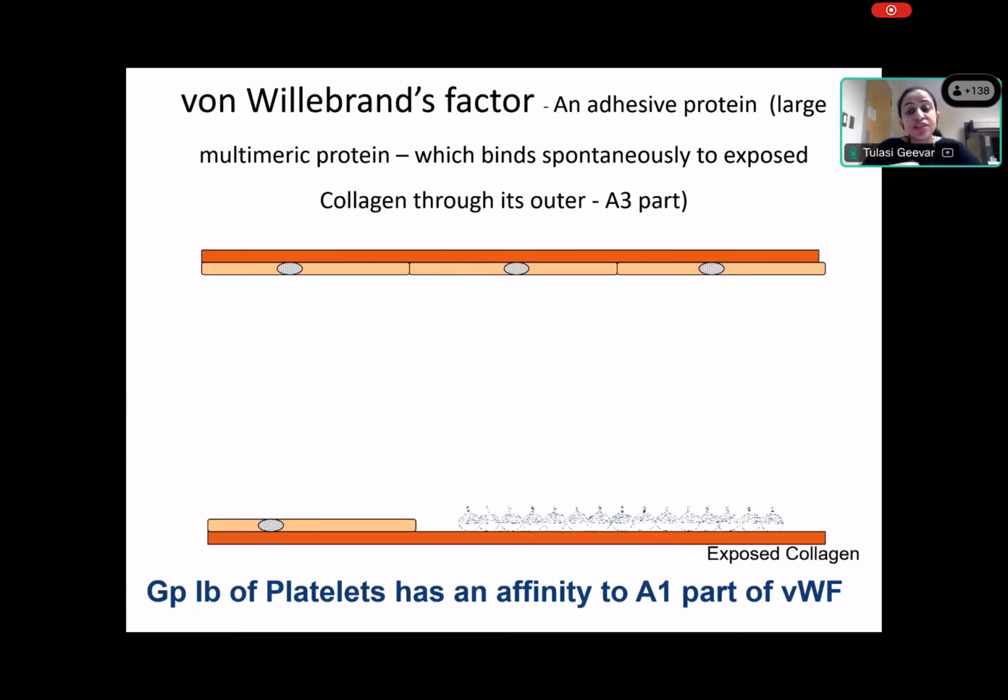So normally in the circulation, because it is in a coil form, the binding sites for platelets are not exposed. So von Willebrand factor cannot spontaneously bind to platelets. But when there is an injury and the collagen is exposed, the von Willebrand factor goes and binds to the collagen through its A3 domain, thereby unveiling or unrolling itself like a carpet and exposing the binding sites for the platelets.